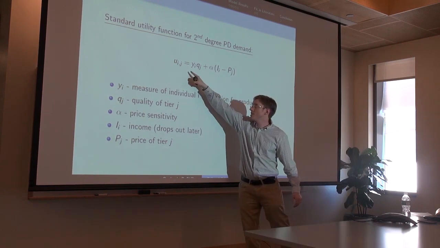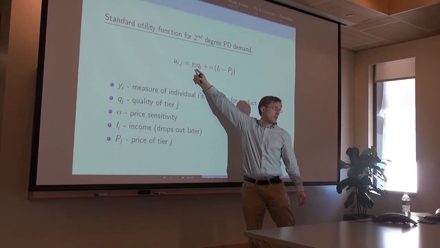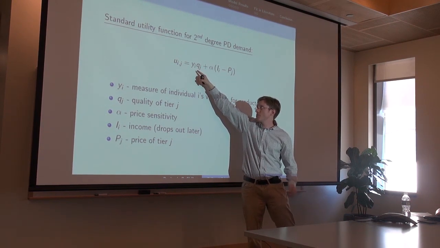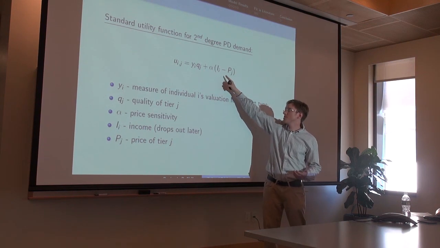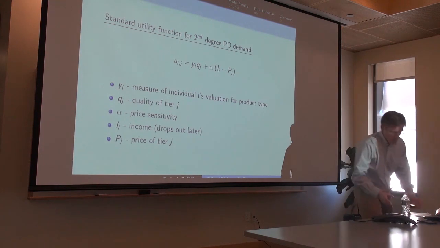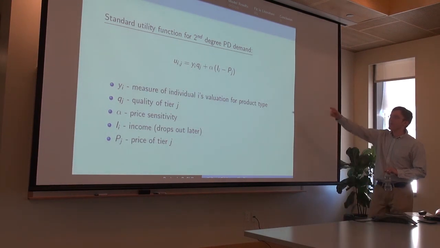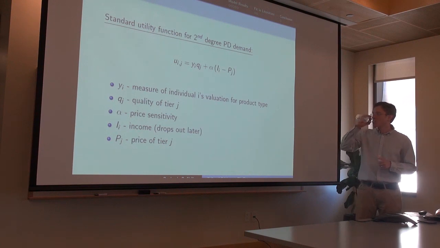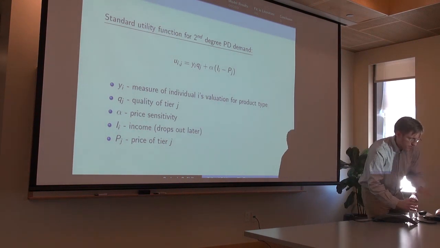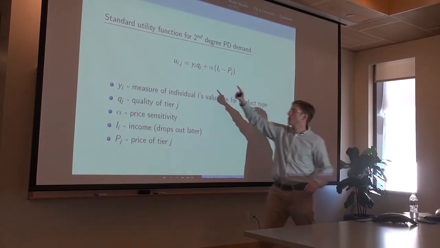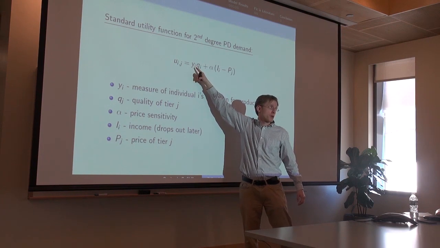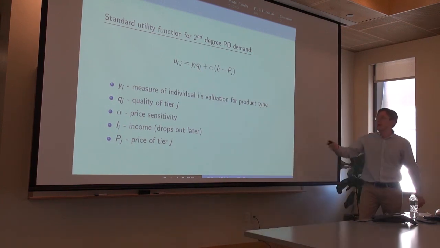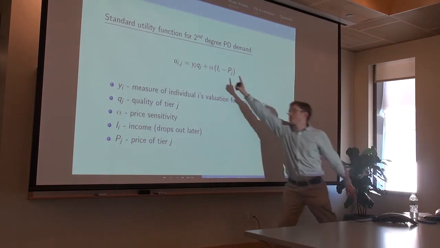I derived this from the Mussa and Rosen standard second-degree price discrimination utility function. Basically, the utility is equal to the valuation for that type of product, which is how much the person likes DVDs by mail, times the quality of the tier, plus the price sensitivity times the remaining income that they have after buying this plan. I'm not going to go through all the details, but basically I replace this variable with the regression expression. So I'm estimating that value for all these different individuals. The income term just drops out.